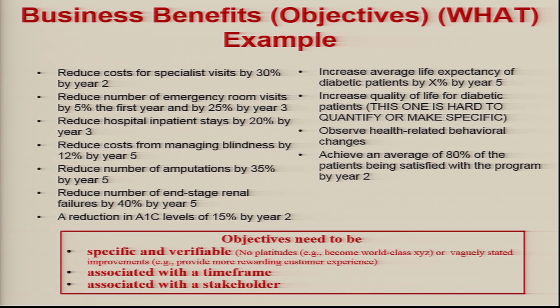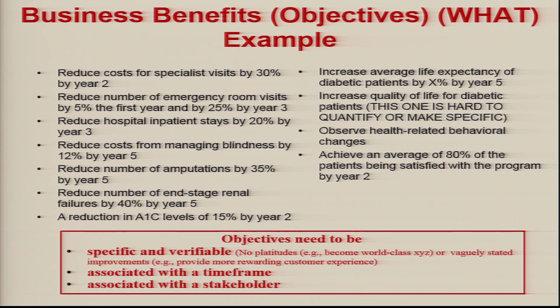The second point I want to make is that for benefits to be useful, they have to be specific and verifiable, and they have to include a time frame, right? So we have reduced costs for specialist visits by 30% by year 2. The third point I want to make in terms of benefits is that each benefit is a benefit to a specific stakeholder. And therefore, we have to identify the stakeholders and group benefits by the stakeholders.